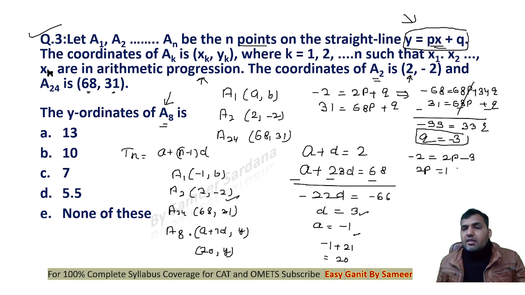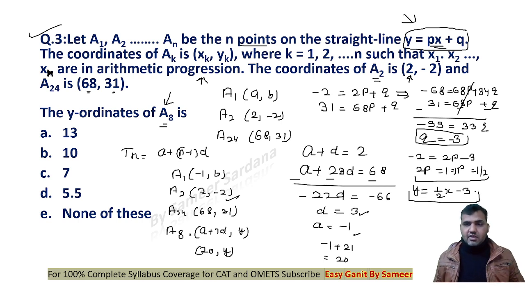2p will be 1, so p will be equal to 1 upon 2. So we get to know that all these points lie on the line y is equal to px. That means 1 by 2x plus q, and the q here is minus 3. So this is a line. All these points lie on this line: y is equal to 1 by 2x minus 3.